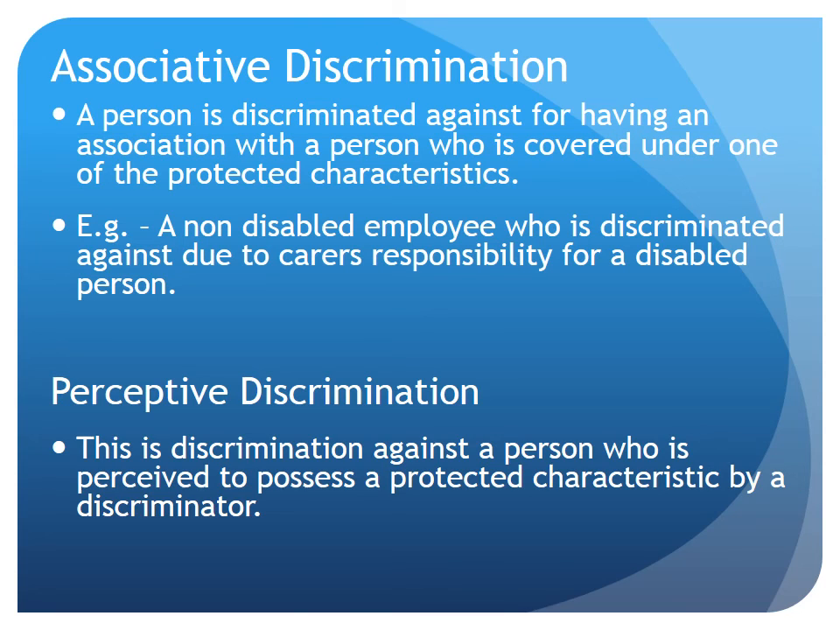Perceptive discrimination is discrimination against a person who is perceived to possess a protected characteristic by the discriminator. A clear example of this would be a heterosexual person who was subject to ridicule for being homosexual even though they were not.